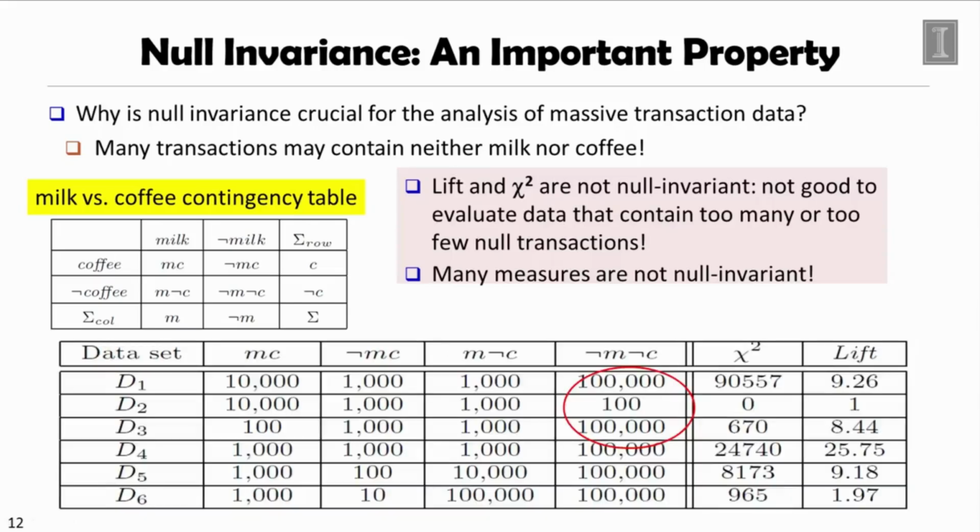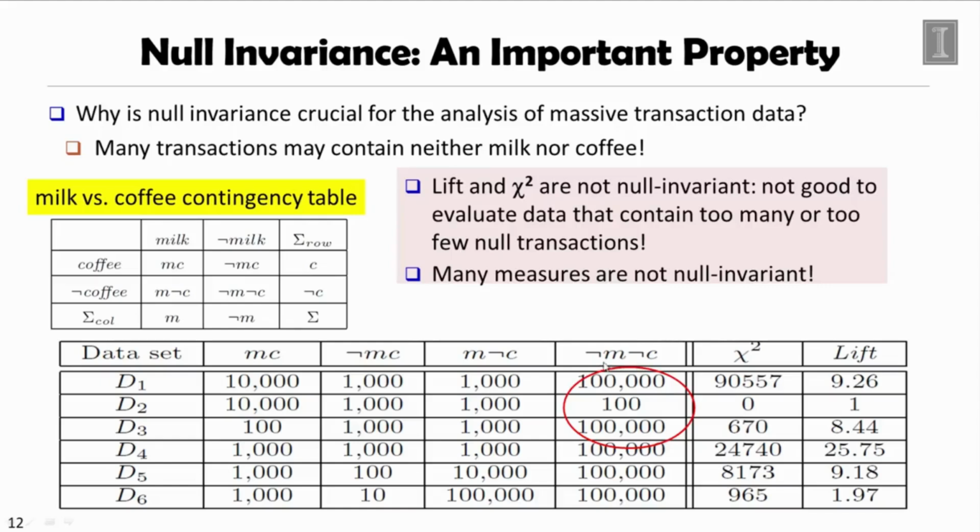For example, let's just look at this. For this data set D1, MC means the number of transactions that contain both milk and coffee. Not M C means the number of transactions that contain no milk but coffee. M not C means the number of transactions that contain milk but not coffee. Not M not C means the number of null transactions that contain neither milk nor coffee. So you probably go to a Walmart, this kind of shopping market, and you could get 10,000 transactions that contain milk and coffee, but 1,000 contain not milk but coffee, and 1,000 contain milk but not coffee. In that case, you probably say likely if people buy milk, they would buy coffee as well, because there are 10,000 such cases, but only 1,000 for only one of them.